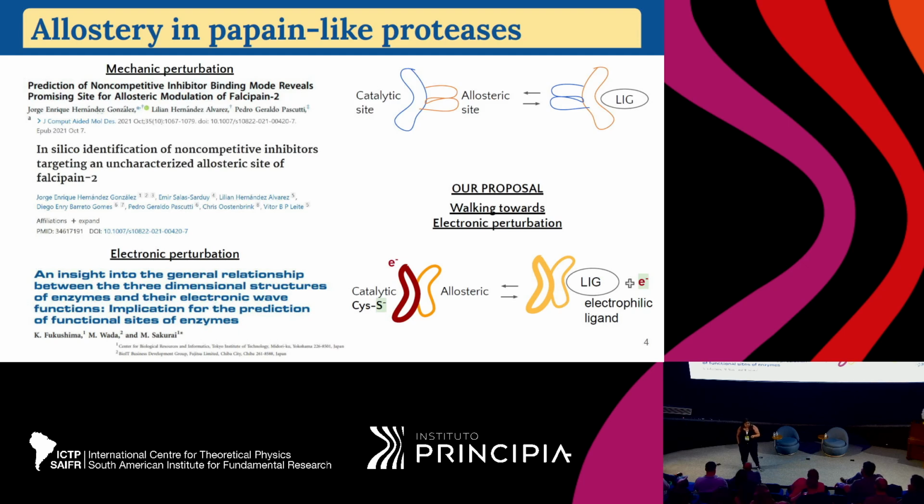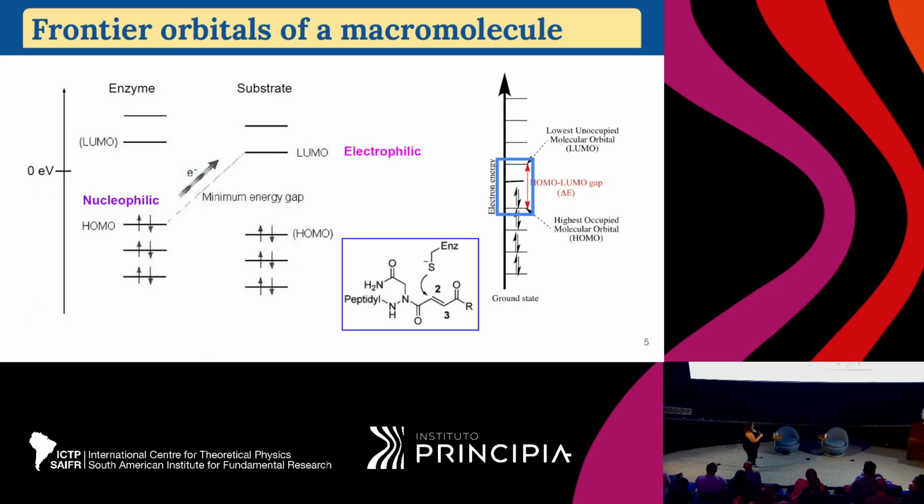Talking about papain-like proteases, we've been studying the mechanical perturbation of it, in which we have the catalytic site and the allosteric site connected by motions. We can find the catalytic site open and the allosteric closed and vice versa. But we would like to go further and think about the electronic perturbation that we can cause by binding a ligand in allosteric sites. In this paper, Fukui finds that the frontier orbitals of a molecule are found at the catalytic site. And we would like to study that in this work.